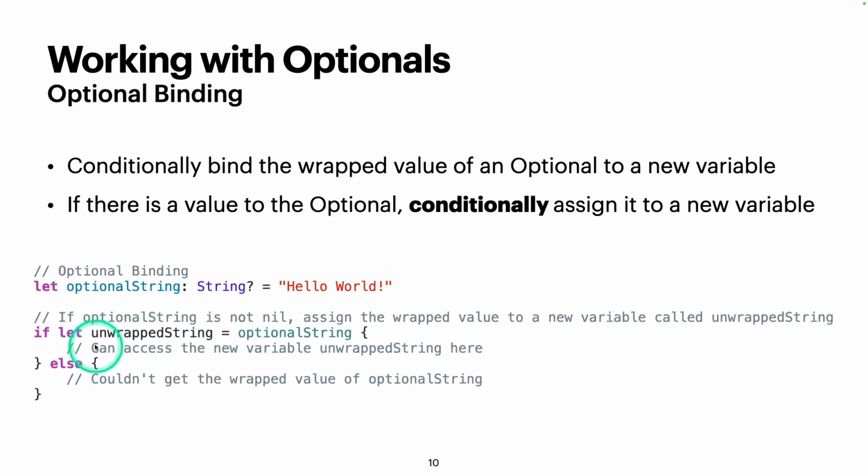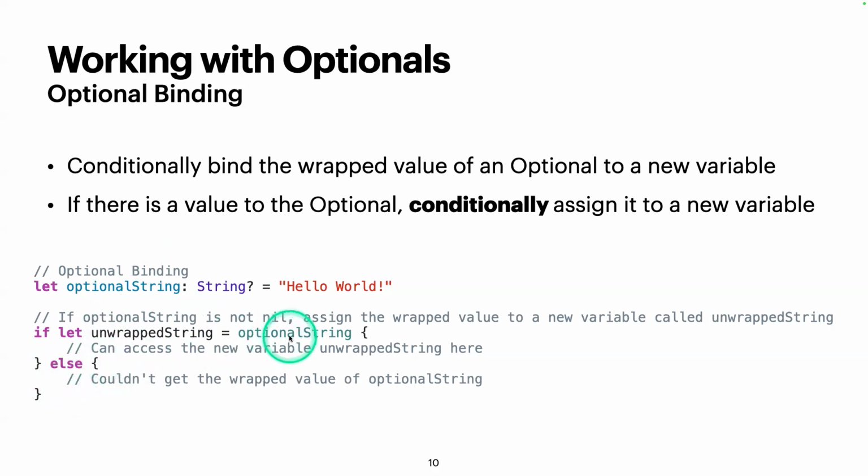So here, what it's doing is that we're going to go to optional string and check to see if it's nil or not nil. If it's nil, that means there is no value. We jump to this else case and perform any kind of error handling, or maybe alert the user, hey, something went wrong, or something like that.